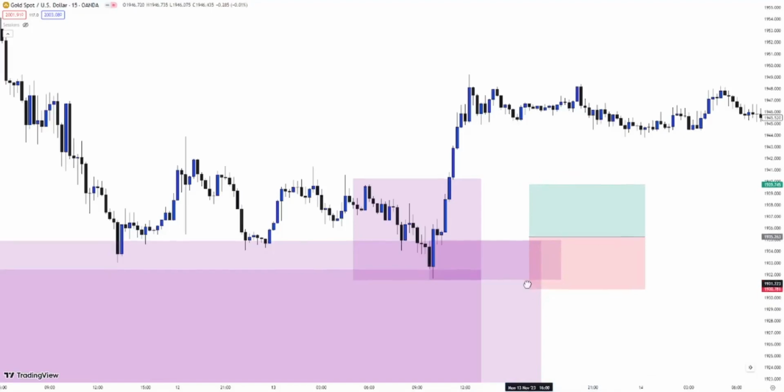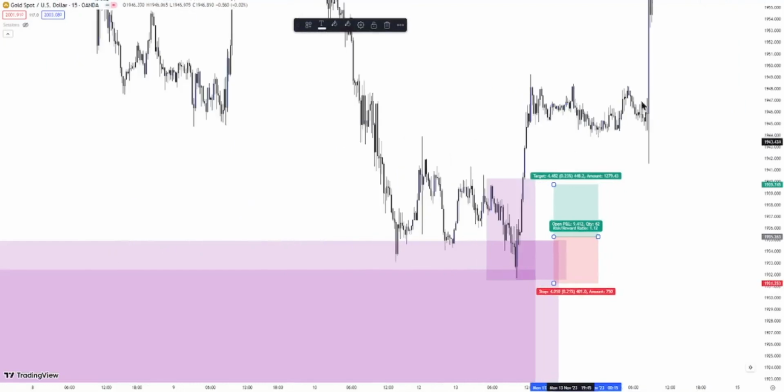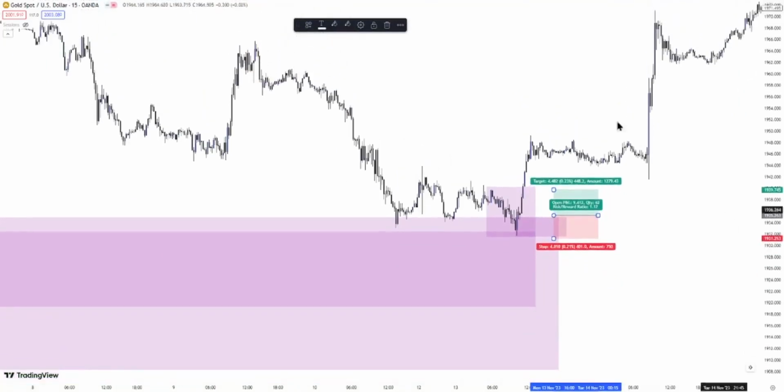Now, because you have TNCP on the higher time frame, on the daily, and on the lower time frame, you can give a buffer to your stop loss. And then where is your target? Your target will be the 4H high. Where is the 4H high?